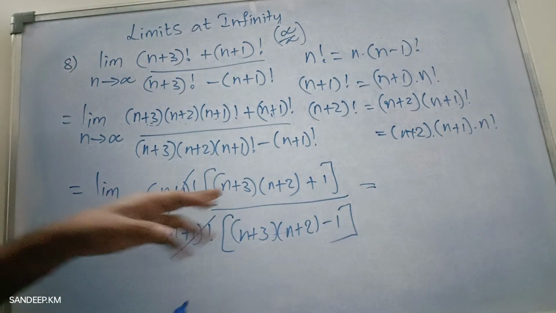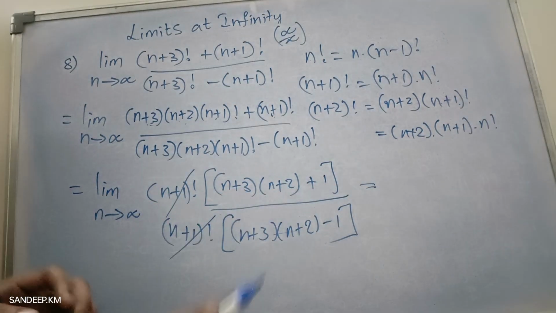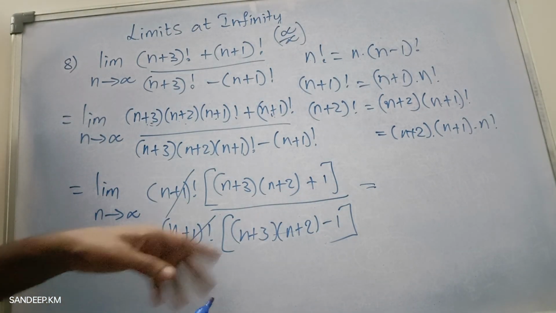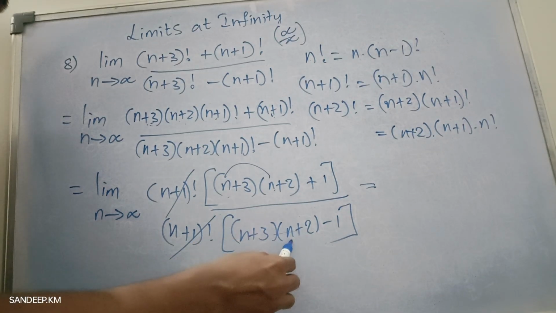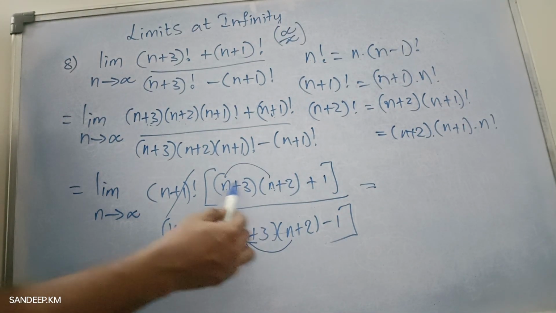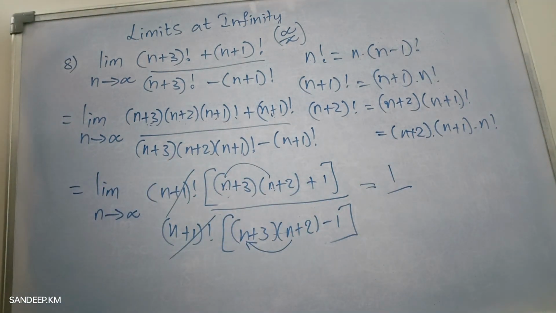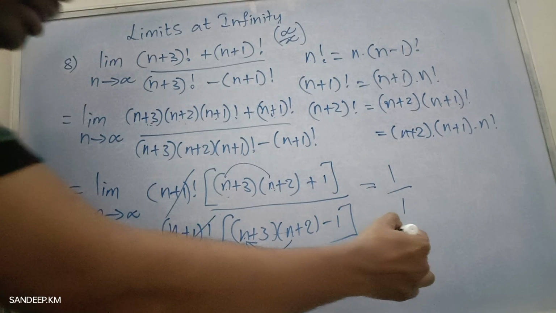And since the degree of the numerator is the same as the degree of the denominator, what is the answer? We discussed it in yesterday's video. What is the answer? Coefficient of n square in the numerator divided by coefficient of n square in the denominator. So n into n is n square, its coefficient is 1, divided by, again n into n is n square, its coefficient is 1. So the answer is 1.